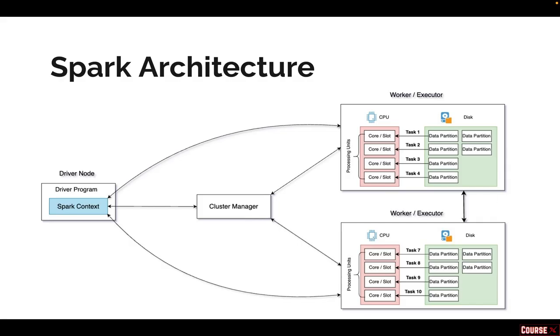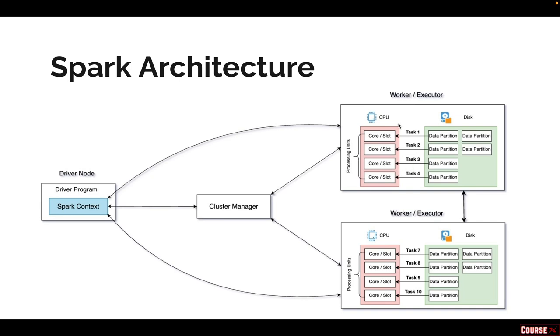Now let's understand how job execution happens in Spark. When a user submits the Spark application, the driver receives the application code and the input data. The driver then interacts with the cluster manager to obtain resources. Once the driver receives the cluster resources, it divides the work into tasks and assigns them to executors. The executors execute these tasks in parallel on their respective cores.